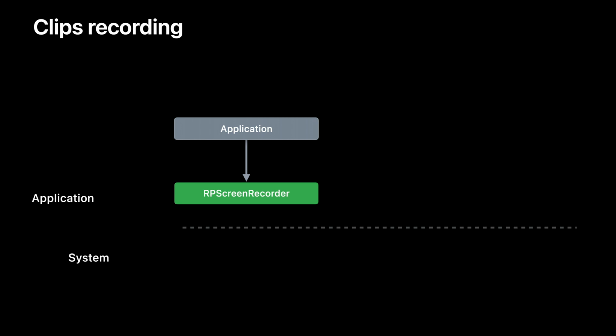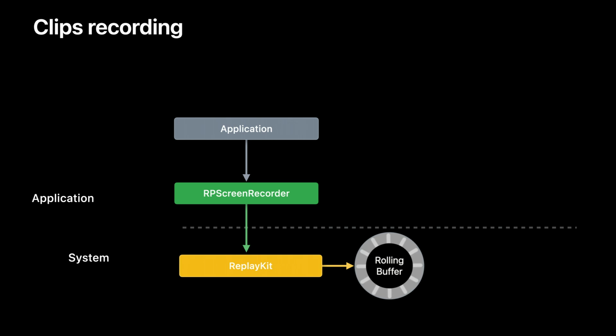How does Clips Recording work under the hood? Let's take a look. Clips Recording includes 3 APIs: Start, Stop, and Export. To start clip buffering, your application should call into RP Screen Recorder to get the shared recorder singleton instance. With the shared instance, you can call the Start Clip Buffering API, at which point ReplayKit will store screen and audio samples from your application in a rolling buffer.